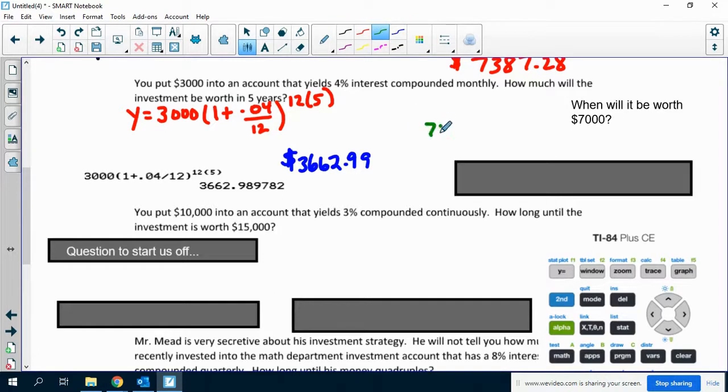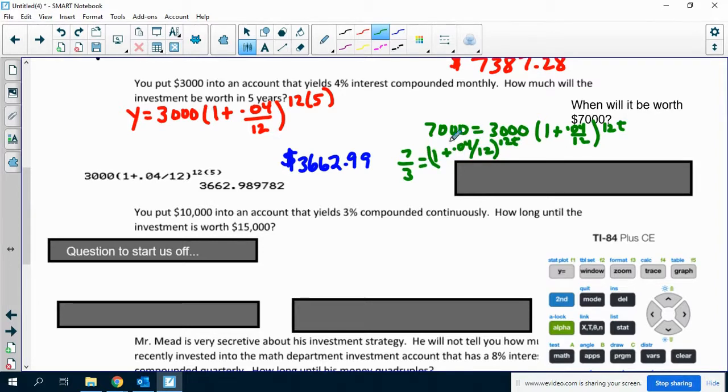So I can replace y with 7,000. Then I have 3,000 times 1 plus 0.04 over 12 to the 12t. So now my objective is to solve this for t. So I can divide both sides by 3,000. I end up with 7/3 equals 1 plus 0.04 over 12 to the 12t.